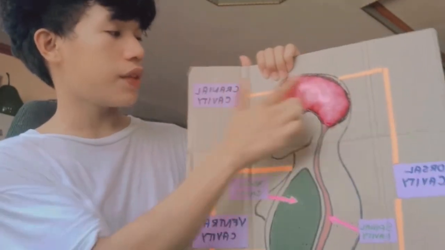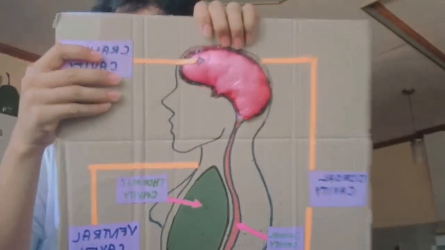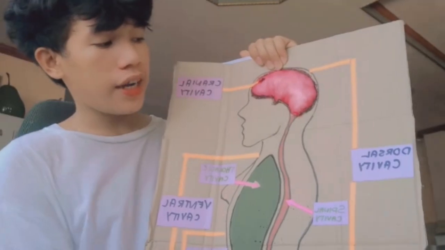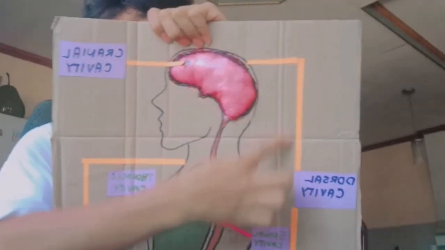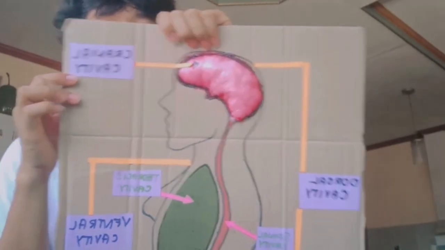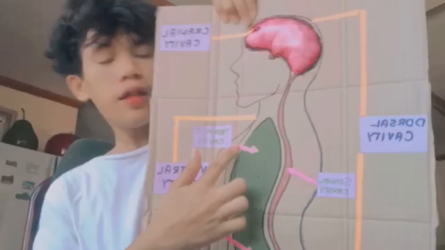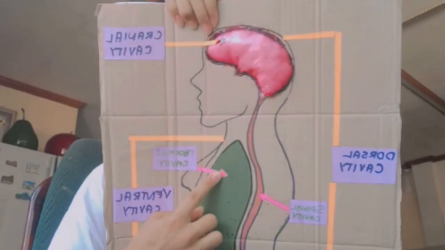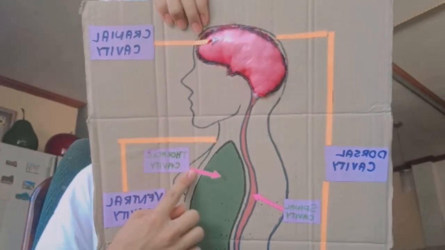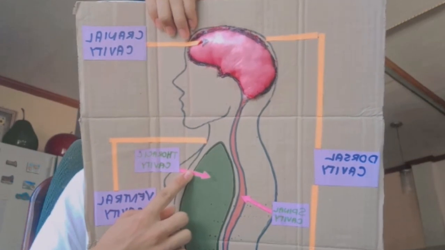So here, this is the cranial cavity here, this part. And this part here called the dorsal cavity. The dorsal cavity, it is the cavity in the back of the body. This part here called the thoracic cavity. Thoracic cavity is an anterior central cavity found within the rib cage in the torso.